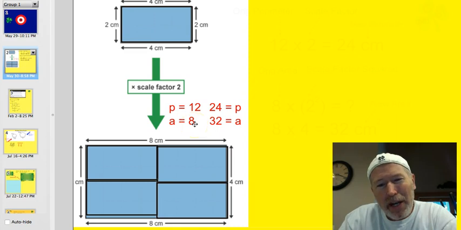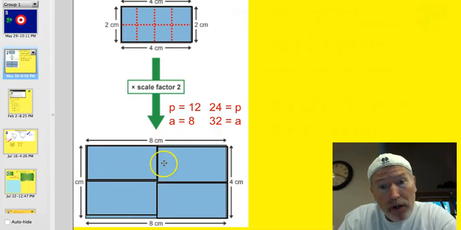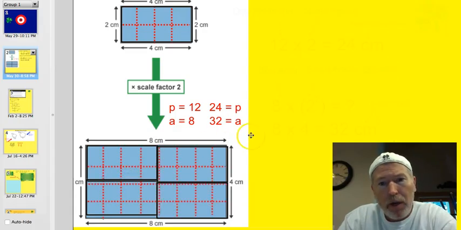You'll notice that the area of the original was 8. You'll notice that the area of the new one is 32. But before I click and show the red lines, look, it's exactly 4 times as large. Because when the side lengths double, it doubles this way and this way. So the area is 4 times as large. And I think I can get those 32 units in there as well.